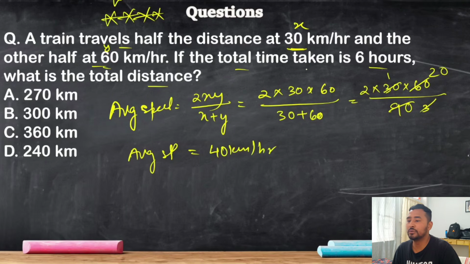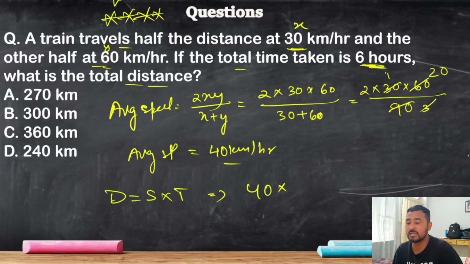But the total time taken is 6 hours, what is the total distance? So now we know distance is speed into time, right? Our speed is 40 and our time is how much? 6. Multiply, 40 into 6 will be how much? 240, sorry, not 480, it will be 240 kilometer. So option number D will be the correct answer. I hope this is clear.